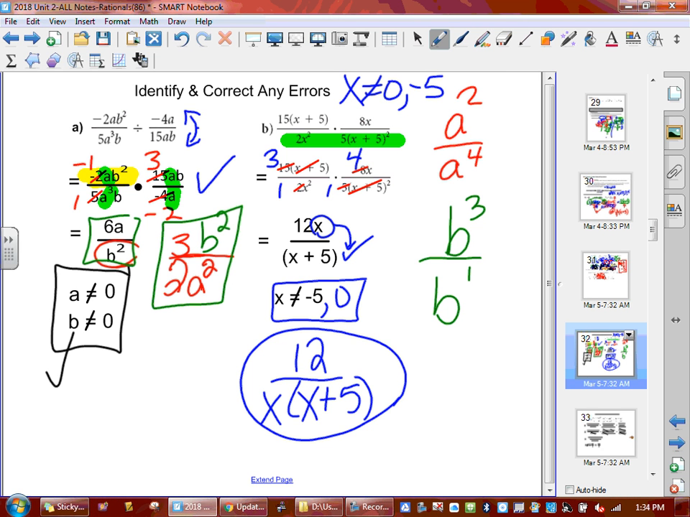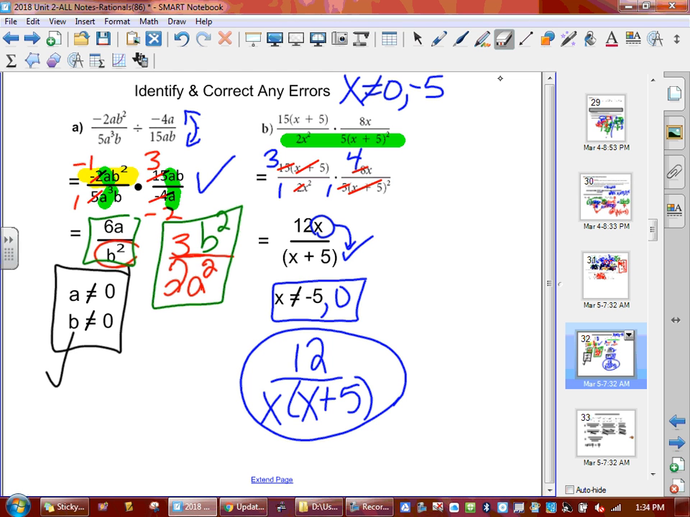Any confusion with that one? Yep. What about the x plus 5 squared? Okay, so 1, because that means they've got 2 x plus 5s there, right? So then one of them came off here with that guy, there's still 1 left over. Okay? Any other questions about this one?